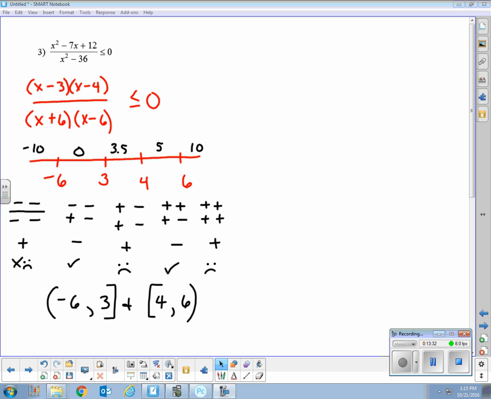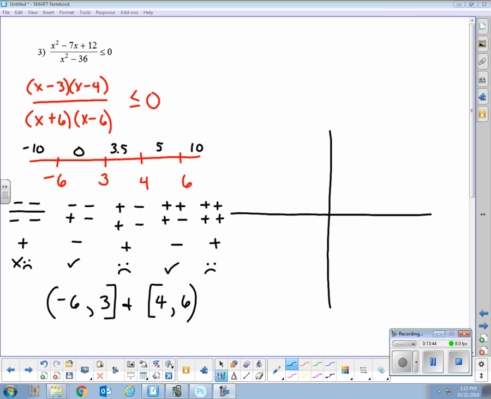Now, I want to tie this to graphing a rational function. If I wanted to graph x minus 3 times x minus 4 over x plus 6 times x minus 6, I would have vertical asymptotes at 6 and -6. Let's say something like this. I would have x-intercepts at 3 and 4. I have a horizontal asymptote at 1 because of the ratio of the leading coefficients.